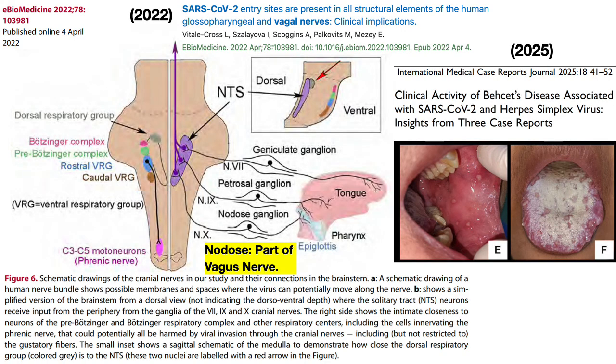Now, in part 2 of this discussion, we're going to take up this case series, a set of case studies: Clinical activity of Behçet's disease associated with SARS-CoV-2 and herpes simplex virus. Insights from 3 case reports. This is published in 2025.